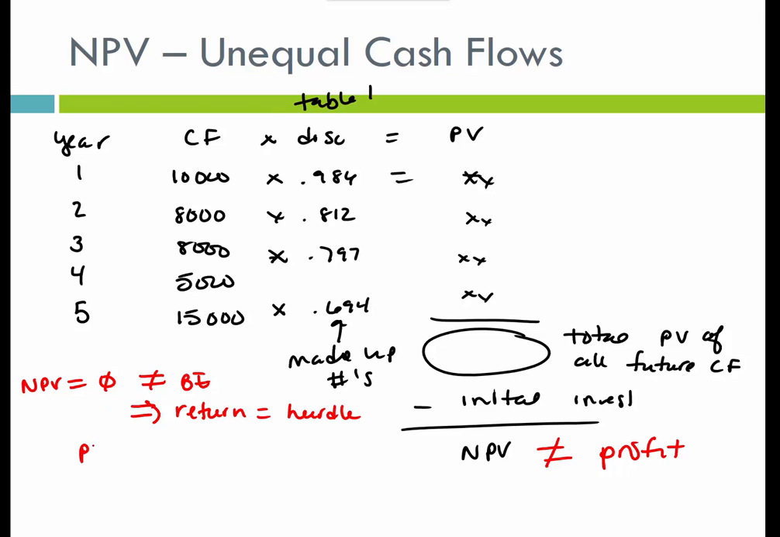If you get a positive net present value, that is not the amount of money you're making. That just means that the return on this project is greater than the hurdle rate.